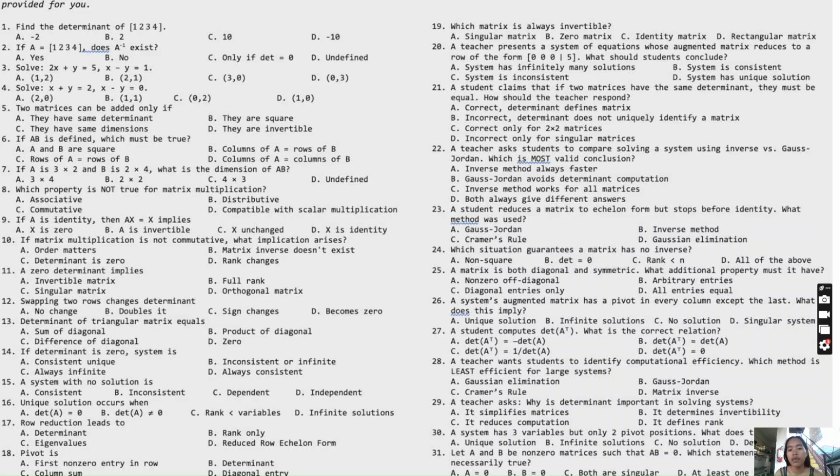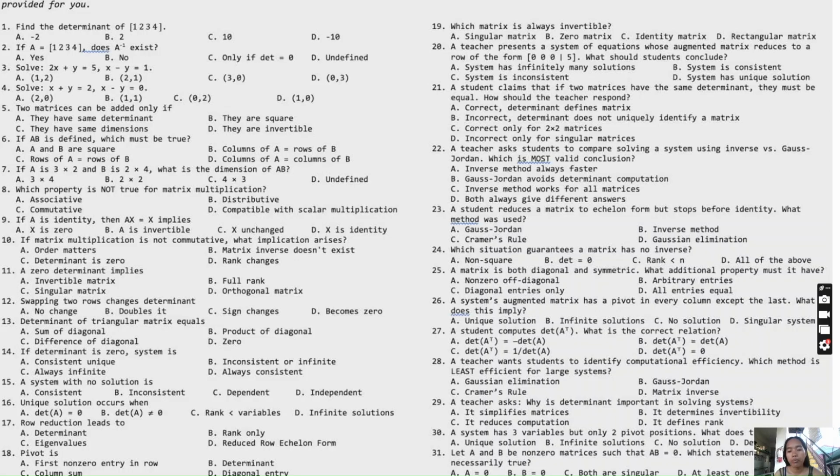Number 21, a student claims that if two matrices have the same determinant, they must be equal. How should the teacher respond? The correct answer is letter B, which says incorrect. Determinant does not uniquely identify a matrix, because a determinant is only one number associated with a matrix. It tells us some important information such as whether the matrix is invertible or singular, but it does not tell us the entire matrix. So that's why the answer is letter B.